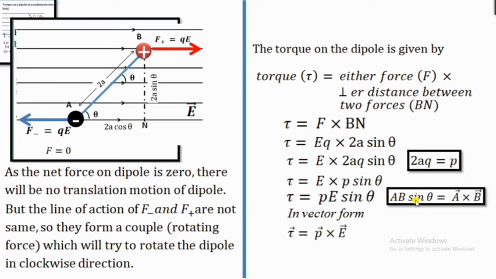We know AB sin theta is A cross B. So instead of PE sin theta, I can write P cross E. So this is the expression for the torque on a dipole which is kept in a uniform electric field. Now let's see the special cases.